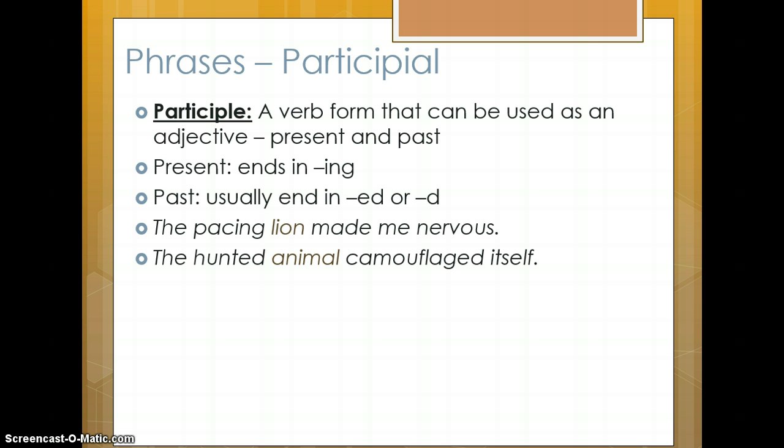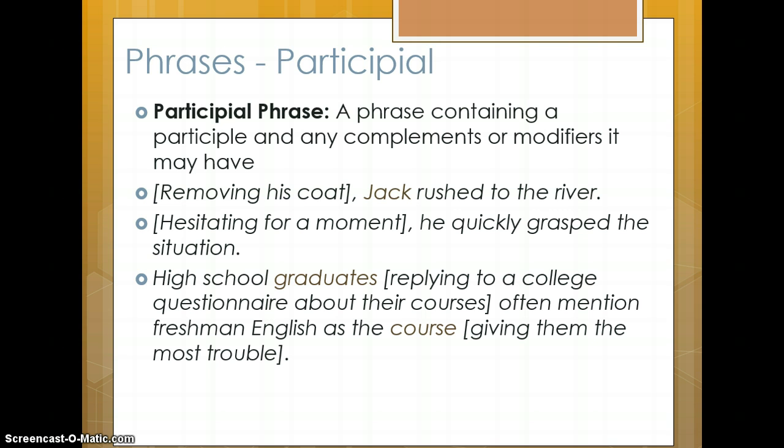Those are just participles. When we get to participial phrases, it includes a participle and any modifiers or complements that it might have, still functioning as an adjective. So what you see in front of you, what you see in brackets, is a participial phrase. Removing his coat, Jack rushed to the river. We've got our present participle removing, and we've got our modifiers explaining what he removed. Those are his complements. And that entire phrase is serving to modify Jack. It's an adjective modifying the noun Jack. It's telling us more about what he did as he rushed to the river.